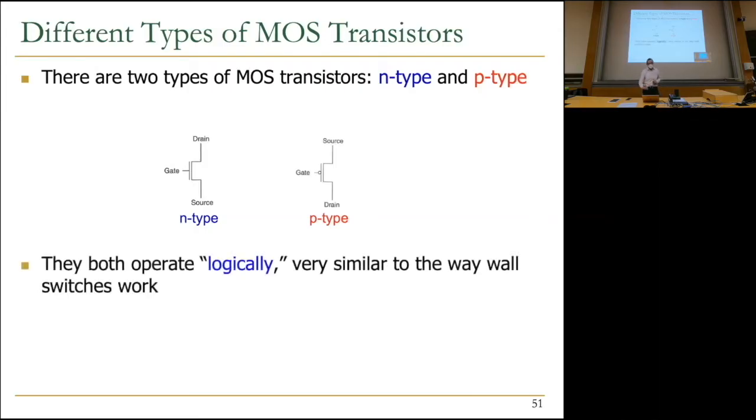So they both operate logically, very similar to the way wall switches work. So wall switches, those are wall switches. I mean, you all have wall switches at home, right? You push the wall switch and the lights turn on. You push the wall switch and the lights turn off. People call it flipping the switch, but I think in Switzerland, you don't have the switches that you flip normally, right? You normally need to press a button.